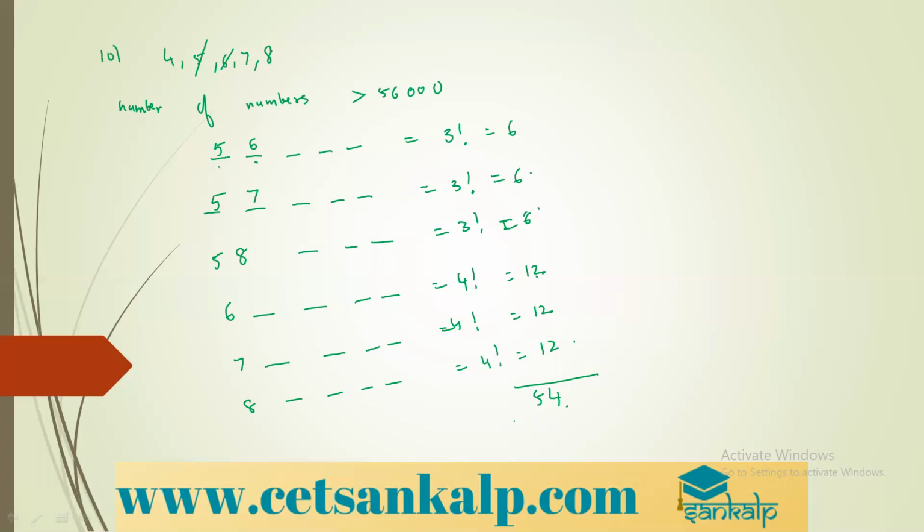Are you missing any number here? Because repetition is not allowed, all the numbers starting with 56 are greater than 56,000. Starting with 57, greater than 56,000. Starting with 58, greater than 56,000. Then starting with 6, 7, and 8, they are all greater than 56,000.